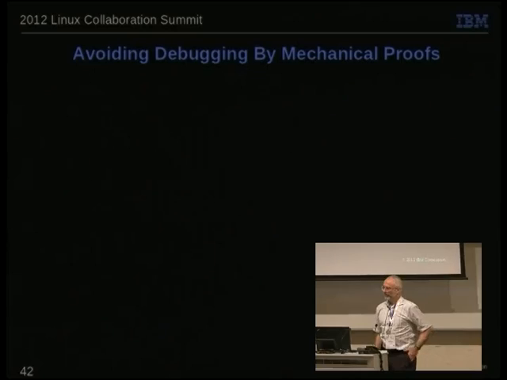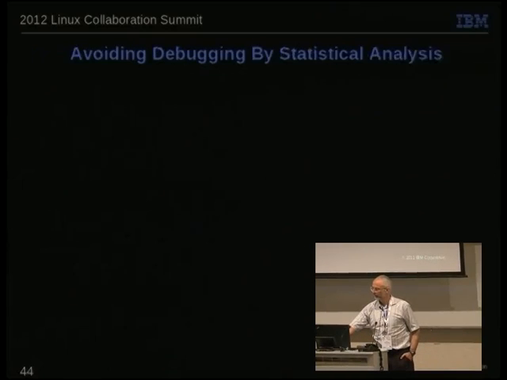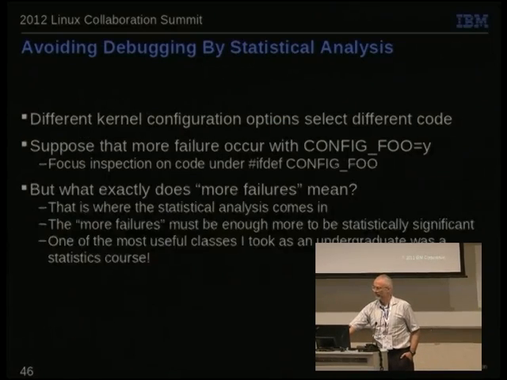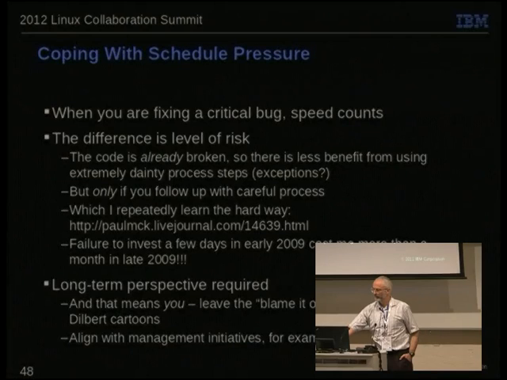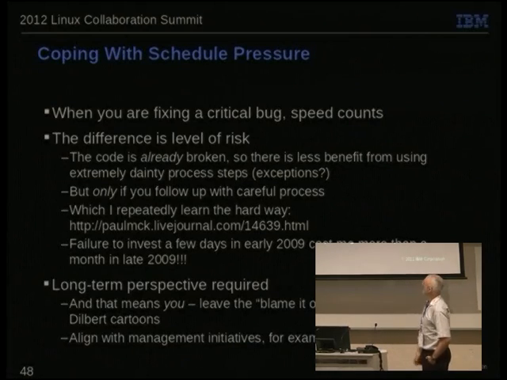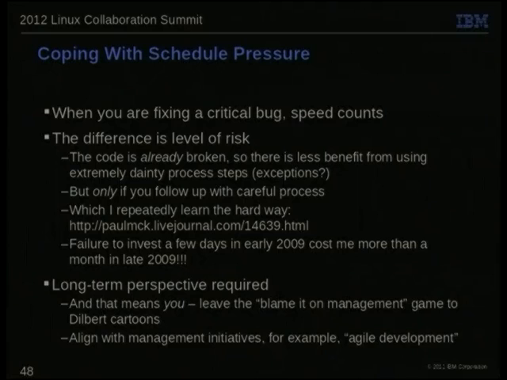Anyway, we're getting towards the end. Mechanical proofs, I'll skip for the moment. Statistical analysis is just a way of doing things. Schedule pressure: sometimes you've got a bug in the system already, and it's already breaking things. And so sometimes you've got to just kind of throw the process aside and get the bug at least sort of fixed immediately. But you shouldn't make the same mistake I made. I did that early one year, and the bug fix had a bug in itself, which wasn't as obvious as the original bug.